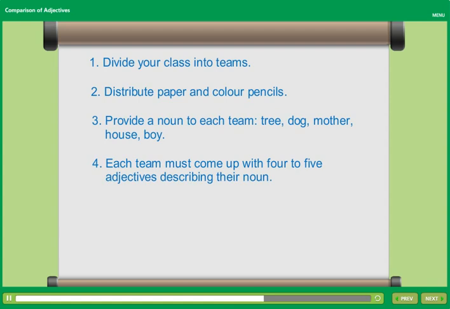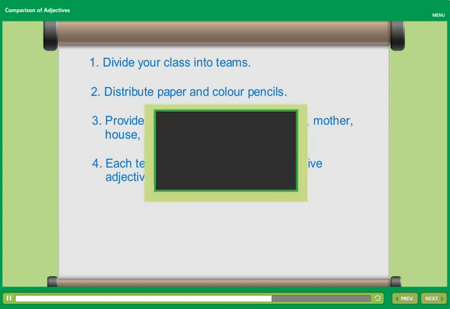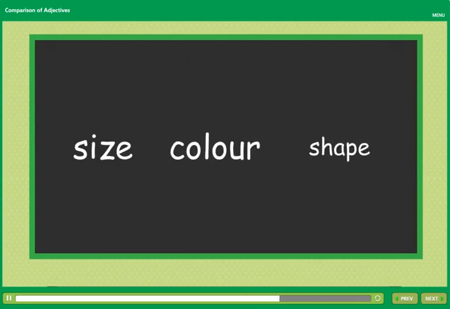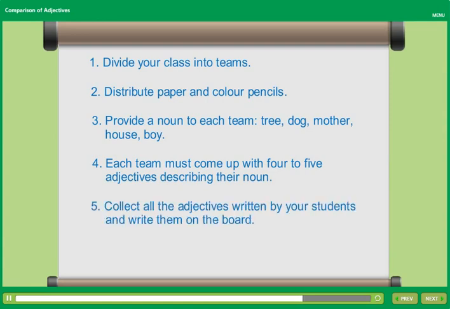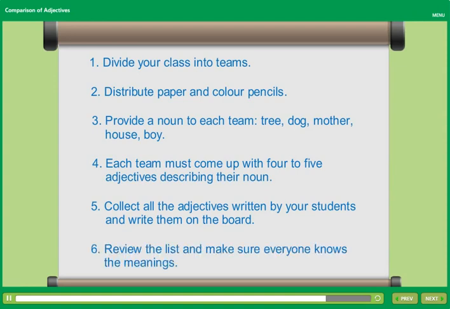You can write some hints on the board, such as size, color, shape. Walk around the class and provide help as needed. You can ask questions to give them more hints. Is the dog scary or friendly? What kind of a boy is he? Does he help other people?